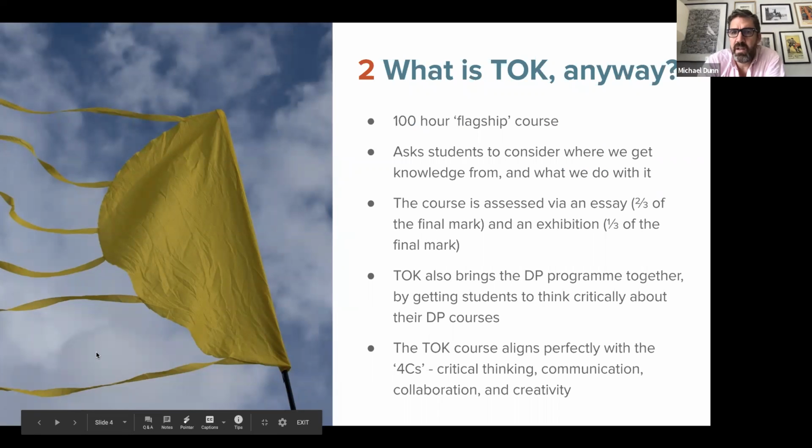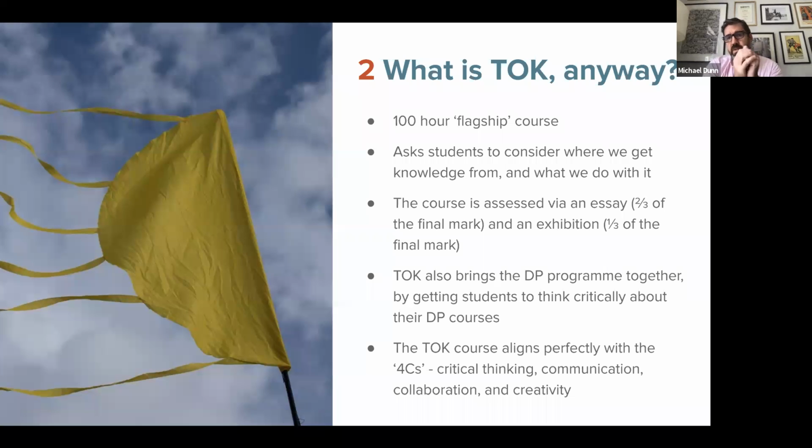Okay, so first of all, just a quick outline of what this course is. What do we do in TOK? It's supposedly the flagship course of the DP. It's one of the most important things that we do. It's one of the reasons why the DP is unique. I am obviously completely biased and completely unobjective about TOK. I love it. I'm fanatical about it.